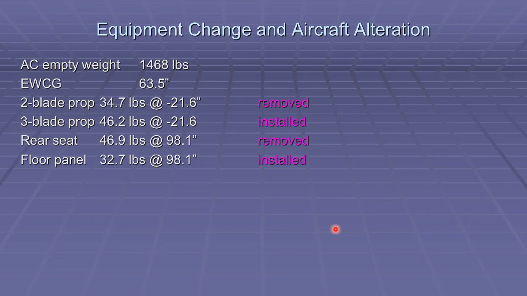Let's remove a two-blade prop that weighs 34.7 pounds and is located 21.6 inches forward of the datum, and add a three-blade prop that weighs 46.2 pounds and is located at 21.6 inches forward of the datum. Let's remove a rear seat that weighs 46.9 pounds and is located at 98.1 inches, and install a floor panel that weighs 32.7 pounds and is also located at 98.1 inches.